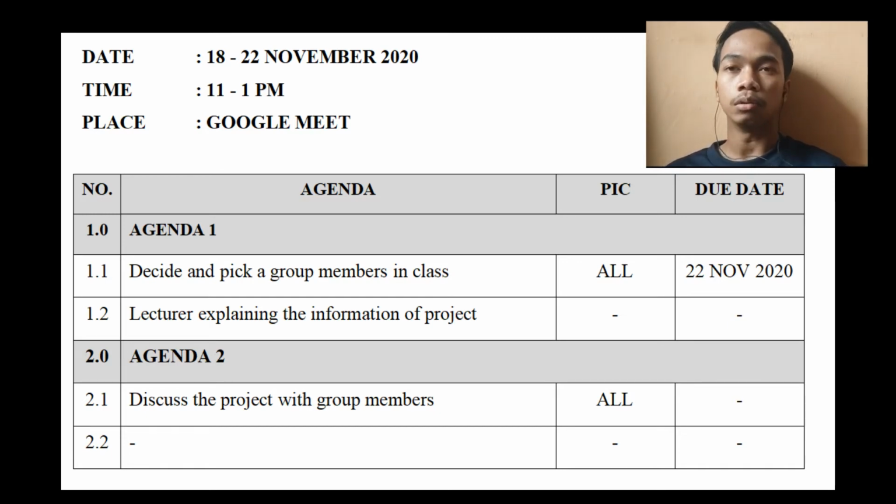For our first minute meeting, the first agenda, we decide and pick group members in class. Second, the lecturer explains the information of the project. For the second agenda, we discuss the project with group members. The participation is all group members.